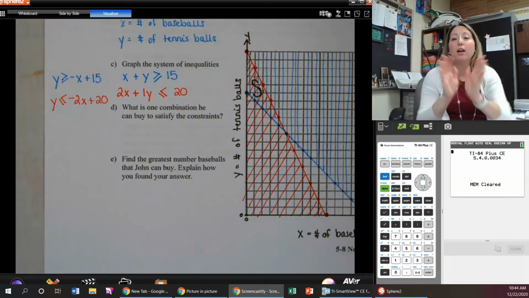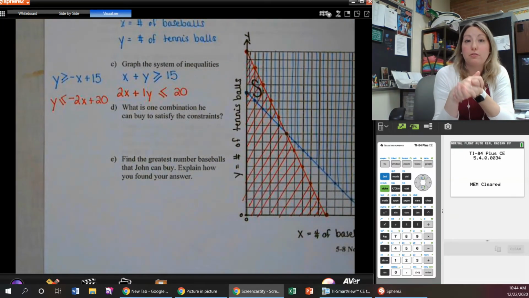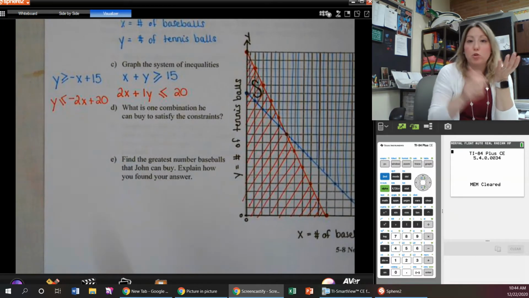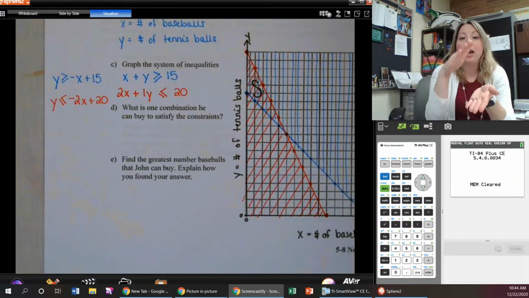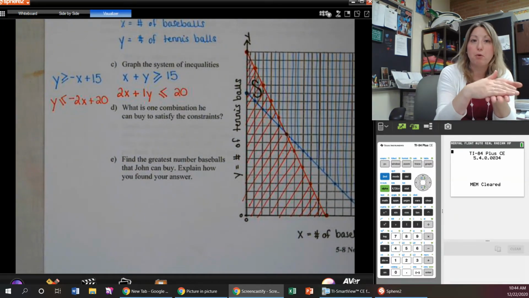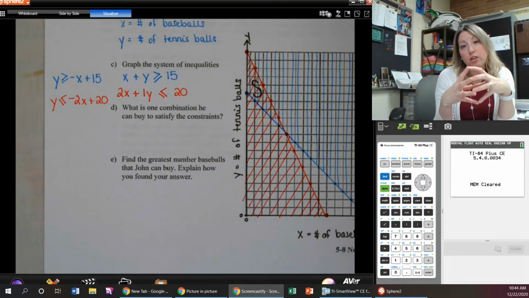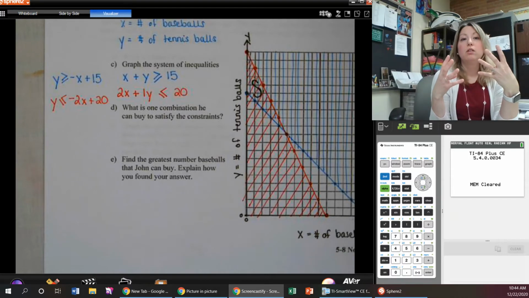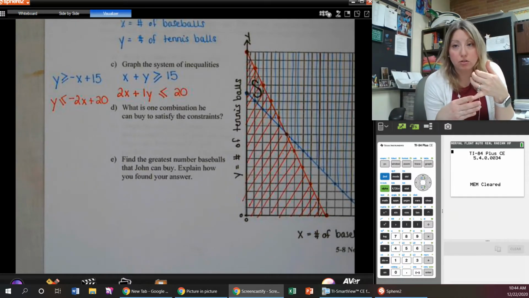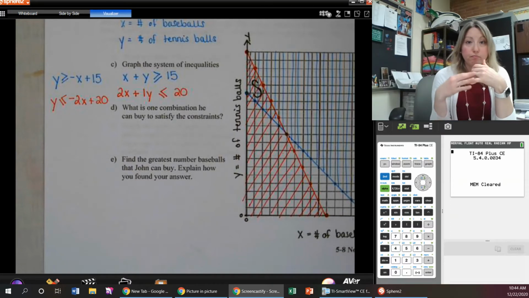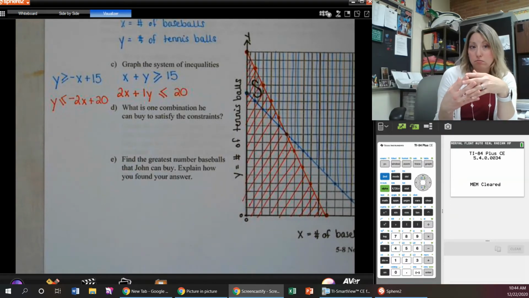So any point on either line is fine because we have the equal to part. So we can spend 20 bucks. We can have only 15 baseballs and tennis balls total. That's why those get to be equal tos. Any point inside this shaded region is also spending $20 or less. Okay. But that's what we want to look for.